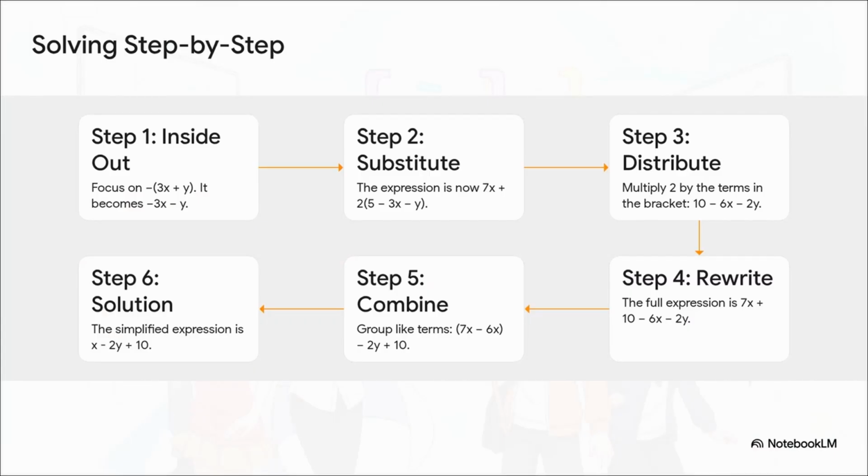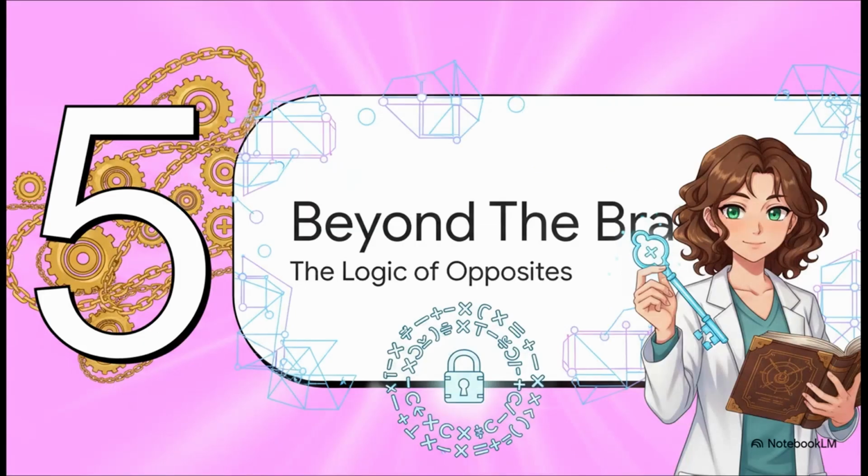All right, let's walk through this together. We dive into the very center. See that -(3x + y)? That's our Bizarro Portal, so it flips everything inside to become -3x - y. All of a sudden, the problem looks way less scary, right? Now we distribute that 2 into our new simplified bracket. That gives us 10 - 6x - 2y. And for the final step, we just tidy things up by combining the x terms. And just like that, the onion is peeled. Problem solved.